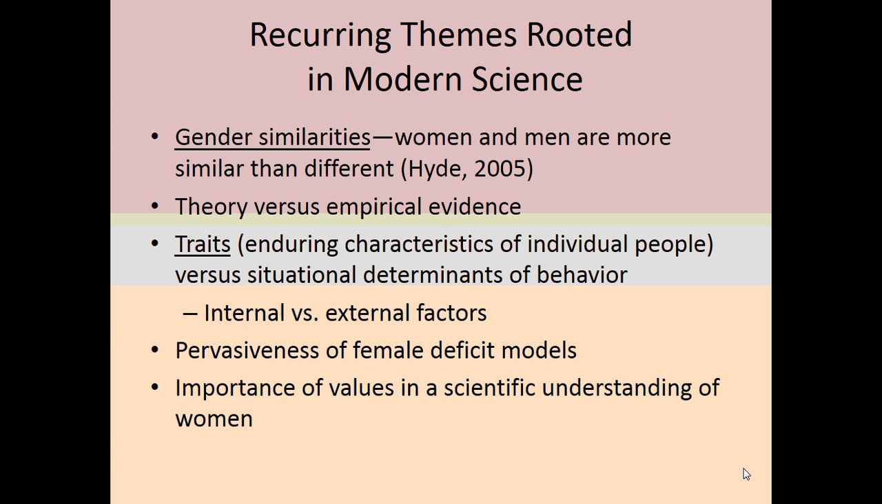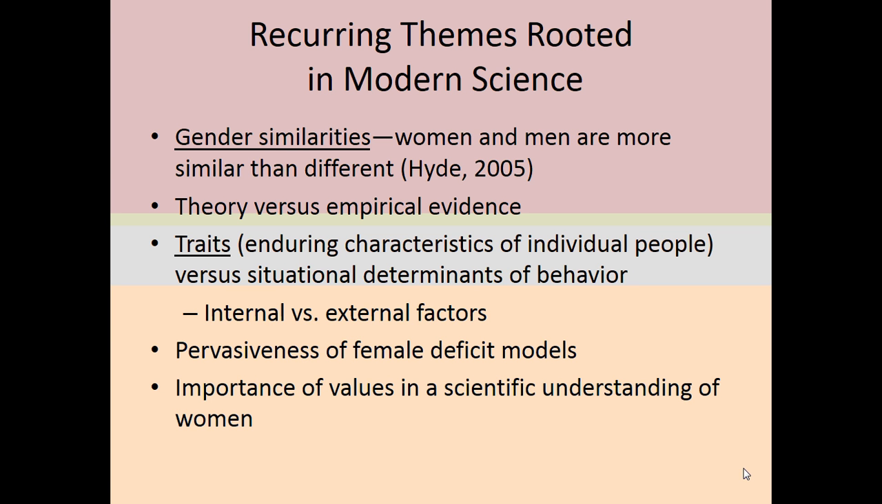In modern science, we're trying to look more for the similarities instead of focusing on just women and men being different. And most of the research actually supports this. Women and men are more similar than they are different. Focusing more on empirical evidence and getting away from just theories. Looking for traits versus situational determinants of behavior.